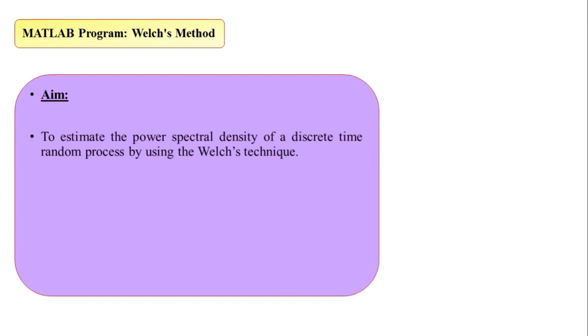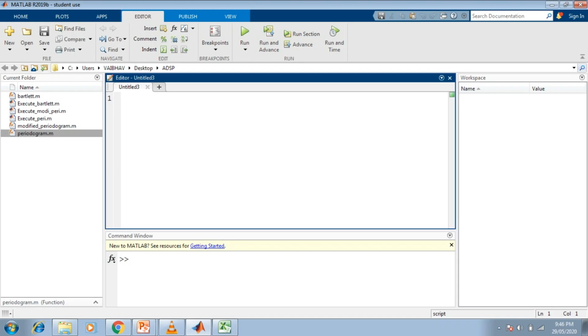The aim is to estimate the power spectral density of the input discrete time random process by using Welch's technique. As in the previous cases, we first develop a function which will take the input discrete time random process and a few other parameters required for processing by Welch's method, and it will provide the output of the power spectral estimation by Welch's method.